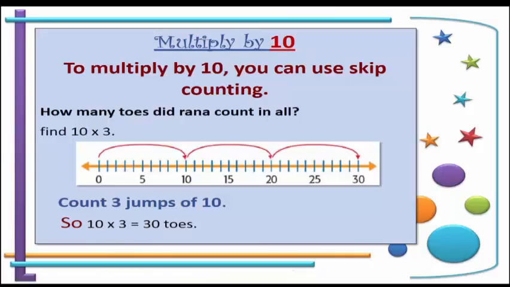Multiply by 10. To multiply by 10, you can use skip counting. How many toes did Rana count in all? Find 10 times 3. Count 3 jumps of 10. 1, 2, 3 jumps. Each one has 10. So 10 times 3 equals 30.